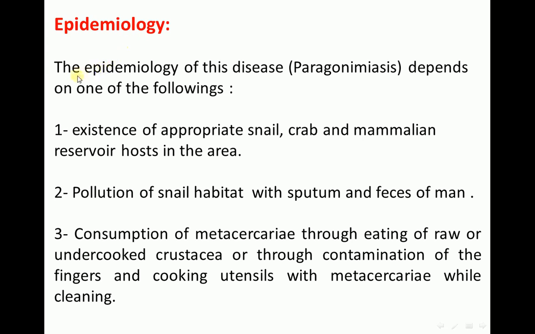Epidemiology. The epidemiology of this disease depends on one of the following: existence of appropriate snail, crab, and mammalian reservoir hosts in the area; pollution of snail habitat with sputum and feces of humans; consumption of metacercariae through eating raw or undercooked crustacea, or through contamination of the fingers and cooking utensils with metacercariae while cleaning.